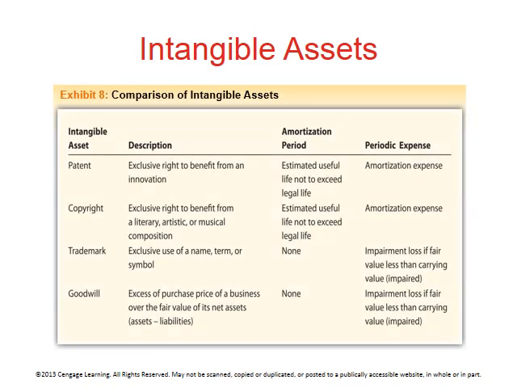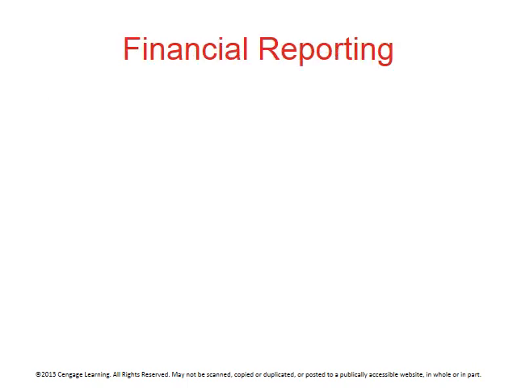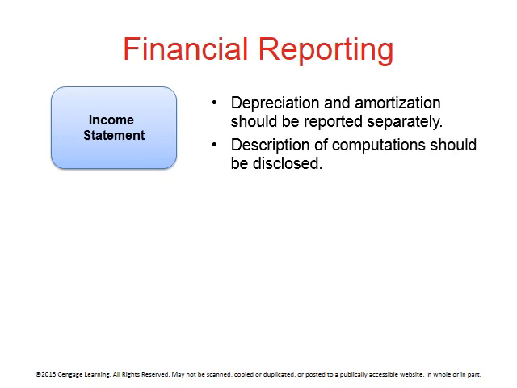So here's some common intangible assets. So patents and copyrights, we amortize them. Trademarks and goodwill, we test for impairment. And on our reporting, we record depreciation and amortization separately on our income statement. So you'll see a line that says depreciation expense, a line for amortization expense. And then in our footnotes, we typically show how we calculated those numbers.